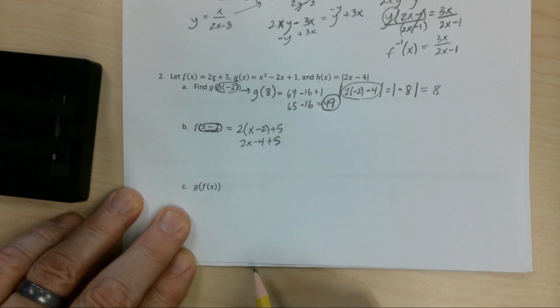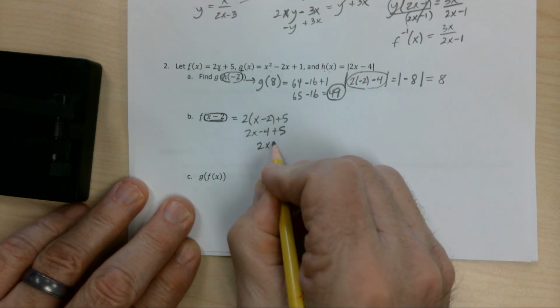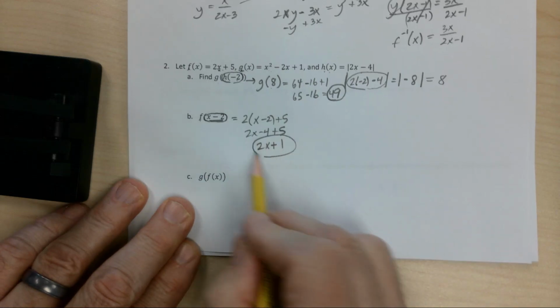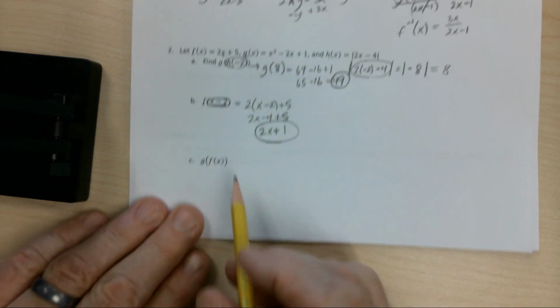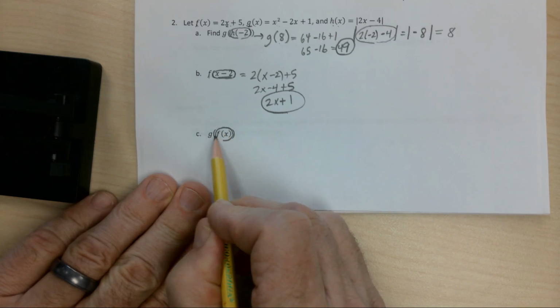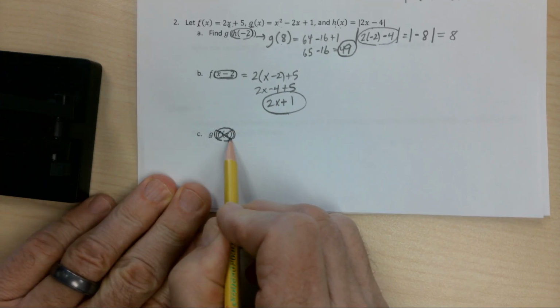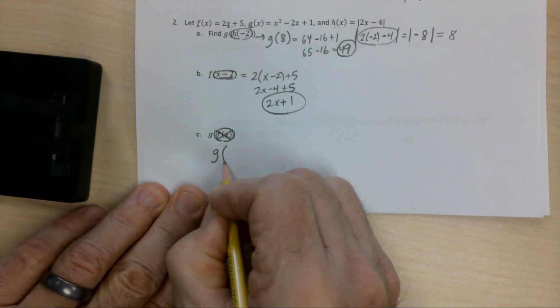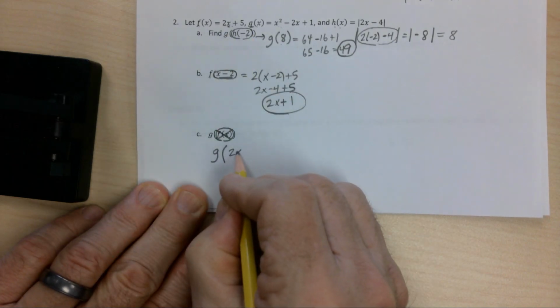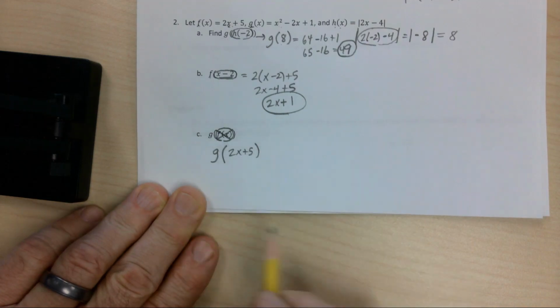And now add like terms. 2x plus 1. There's your answer. Now, this says take whatever f of x is and put it in there. So that's g of 2x plus 5. That's what this just turned into.